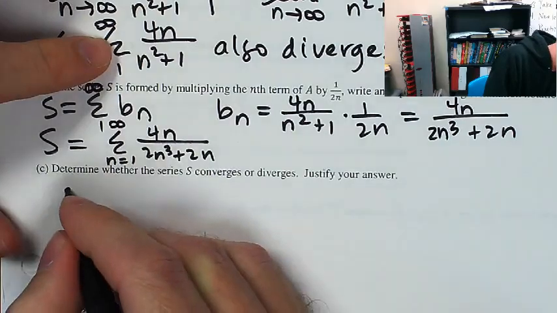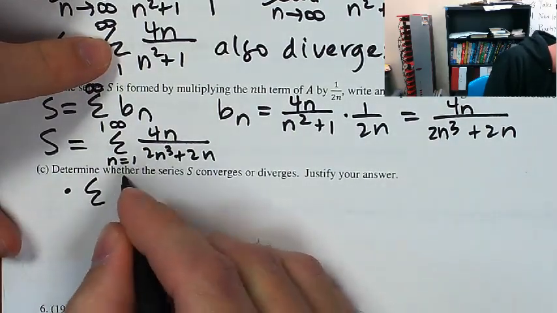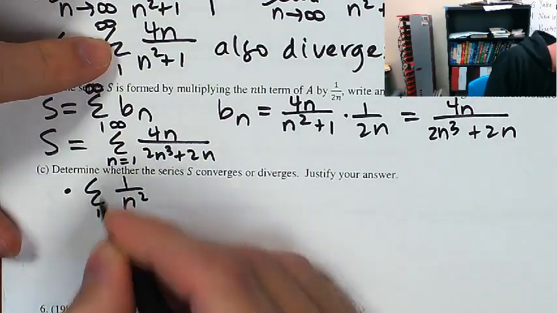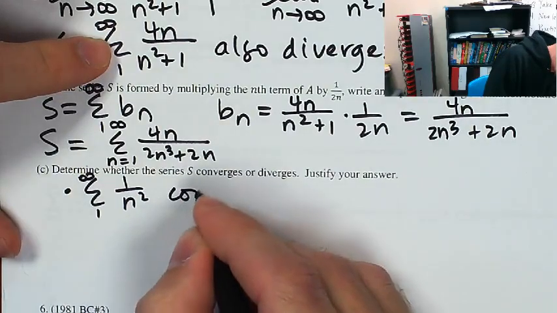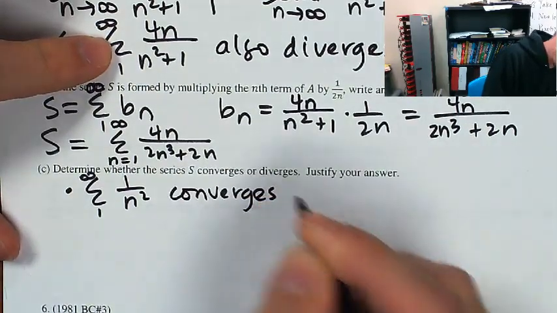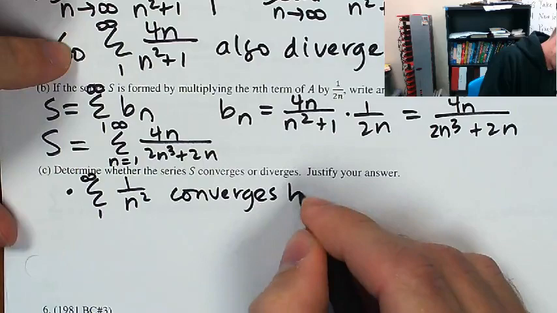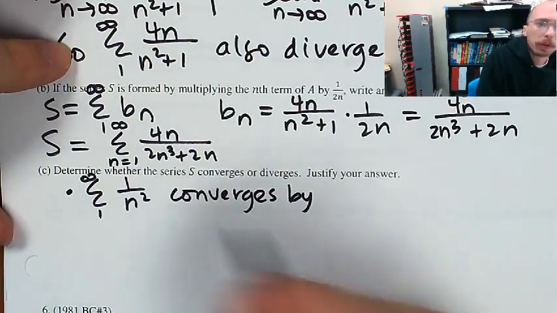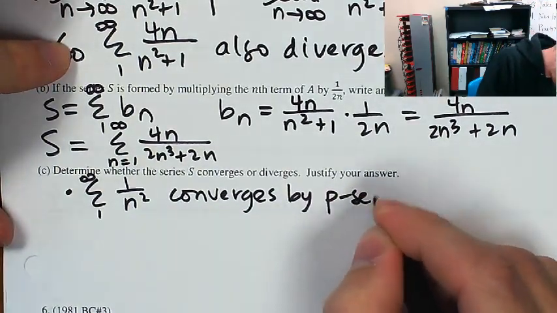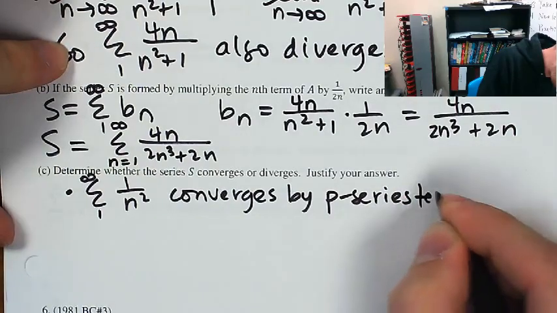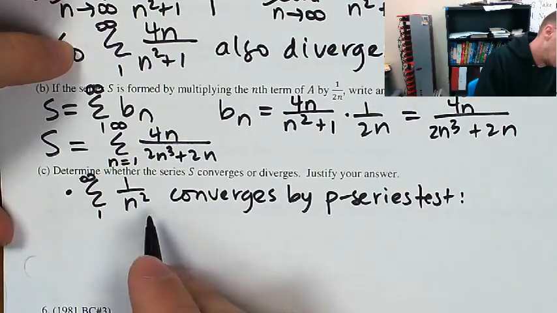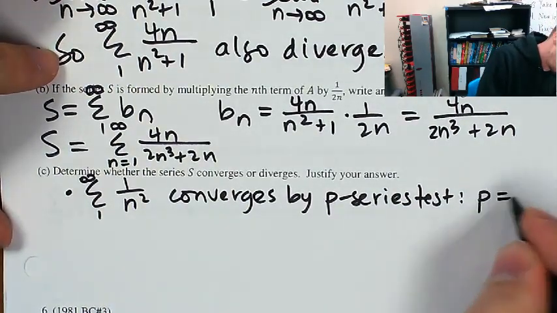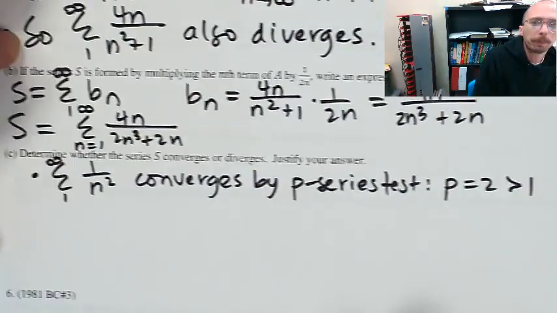Okay, so first step is the sum of 1 over n squared, that converges. Why does it converge? Because it's a p-series with p greater than 1. Okay, so by the p-series test, and I'm going to give a little more, p is equal to 2, which is greater than 1.